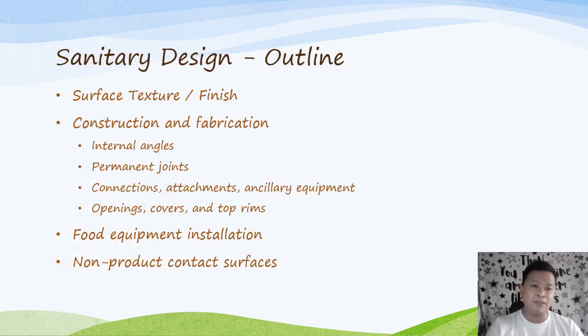Sanitary design principles, okay, this is how you construct your equipment and food contact surfaces. They must be of a certain smooth finish as much as possible, and then in the construction and fabrication of tanks, pipes, and the likes, you need to consider the internal angles, the joints, and any other connections, openings, and covers, where they are installed, how they are installed, and the non-product contact surfaces as well, which are also part of the equipment, such as the external part of the equipment.